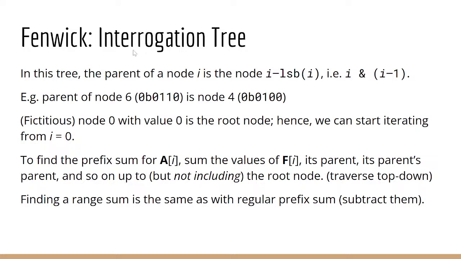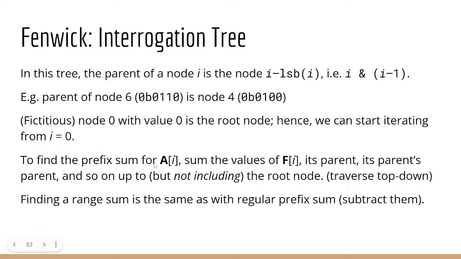So for the interrogation tree, the parent of a node is i minus LSB of i, or in other words, i and i minus 1. For example, the parent of node 6 is node 4, which you can think of as toggling the least significant bit. So you can also consider node 0 to be the root node, so you start iterating from here.